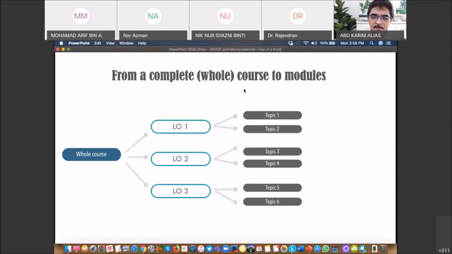So you can see here from the learning outcome, we have topics. When we do a MOOC, one learning outcome here can be one MOOC, let's say 4 weeks. Another learning outcome here can be another standalone MOOC. In fact, if you want to start small, you can take one topic out and do it as a MOOC. This is probably about 2 weeks.